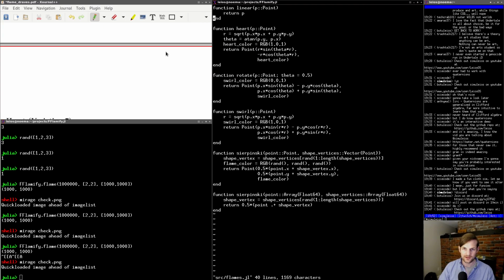Let's go into flames.jl. Heart is going to be taken P point. It's going to get an R. It's going to get a theta. The heart color is going to be pink. Why was the circle pink? It should have been blue.